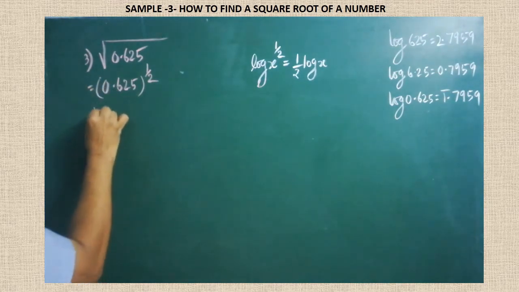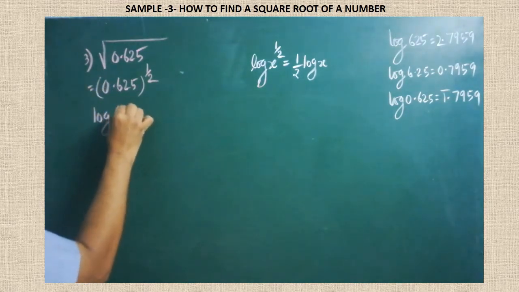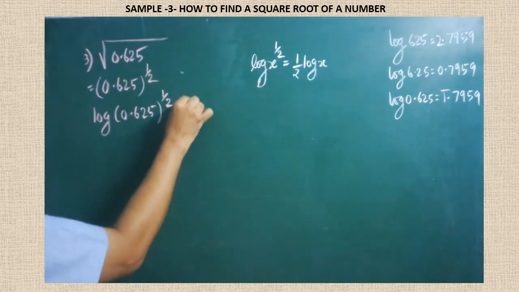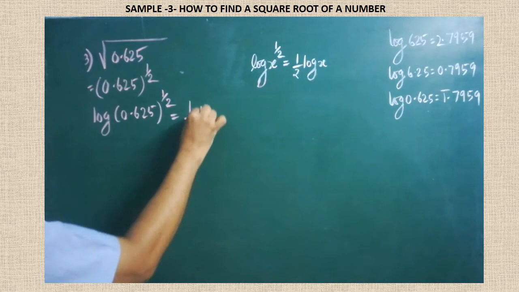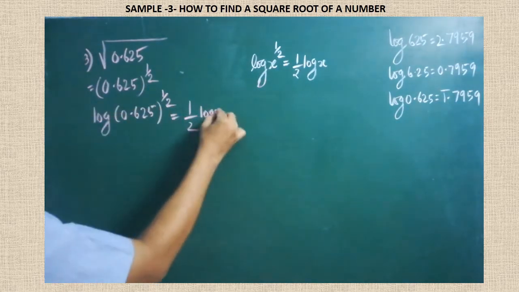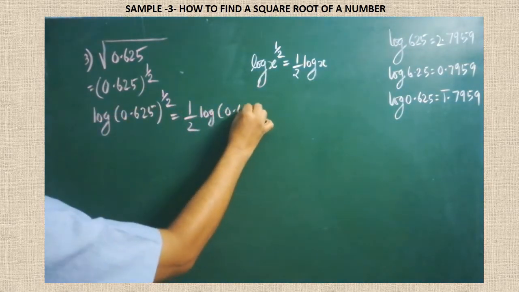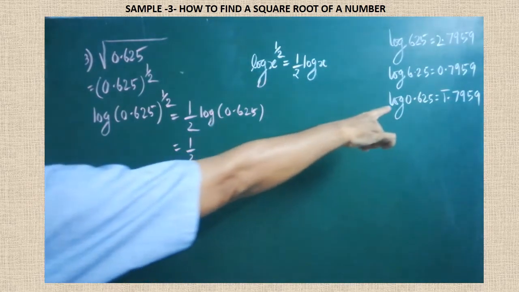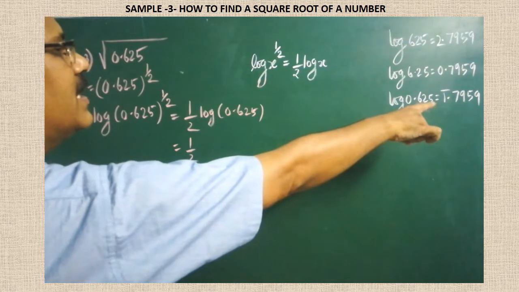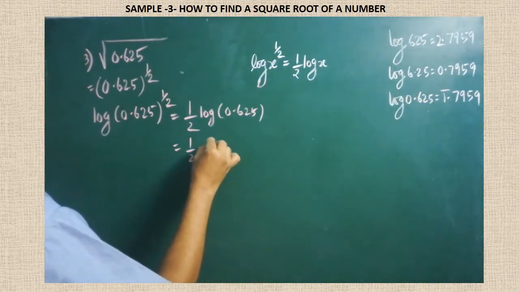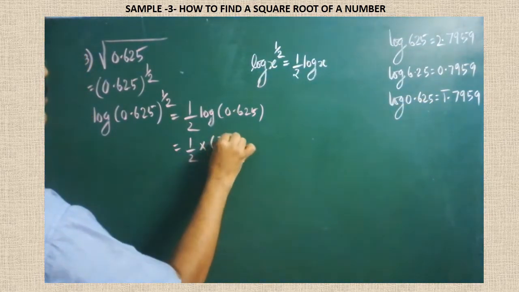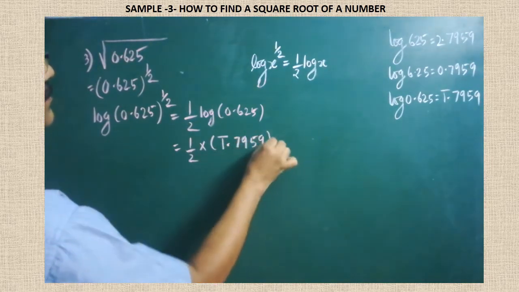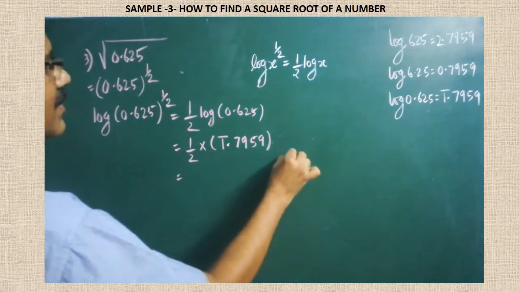Next you have to take log. Log of 0.625 power of half can be written. As per log rules, this n can be brought down to this side, and the remaining factor is 0.625. Are you clear? Half of log of 0.625 is how much? Bar 1.7959 is the answer. Now the steps are very important.